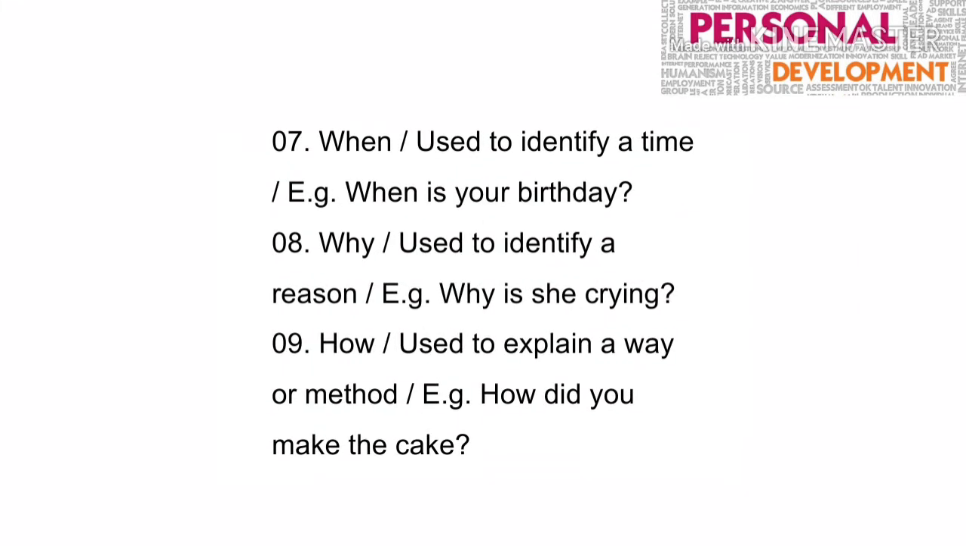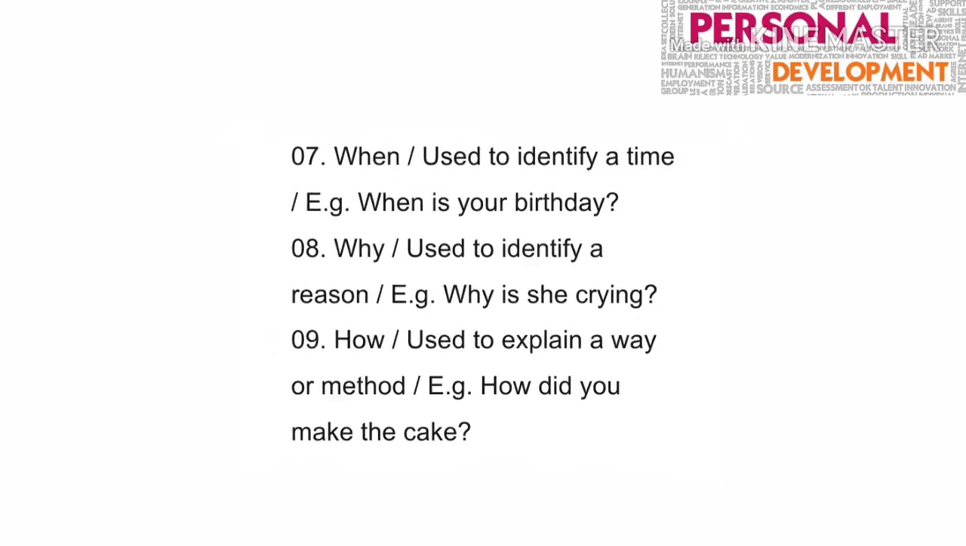Serial number 7. When, used to identify a time. For example, when is your birthday? Serial number 8. Why, used to identify a reason. For example, why is she crying? Serial number 9. How, used to explain a way or method. For example, how did you make the cake?